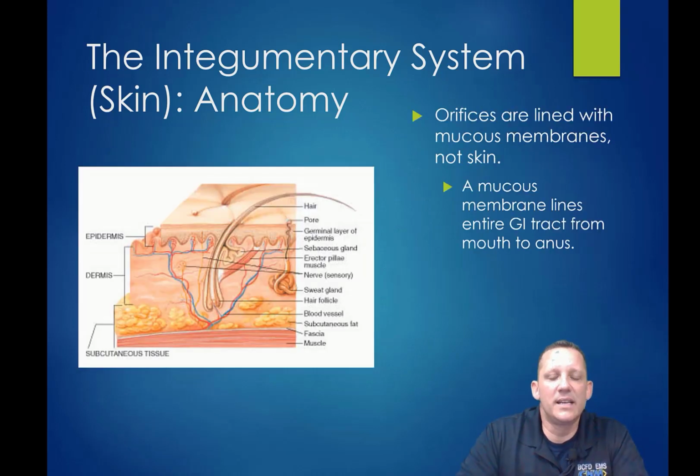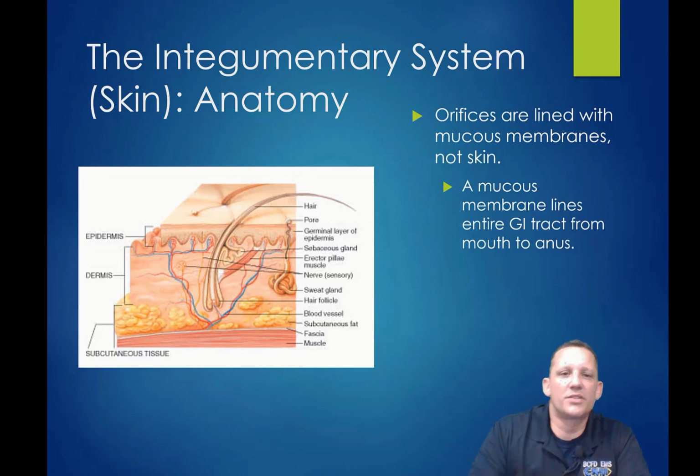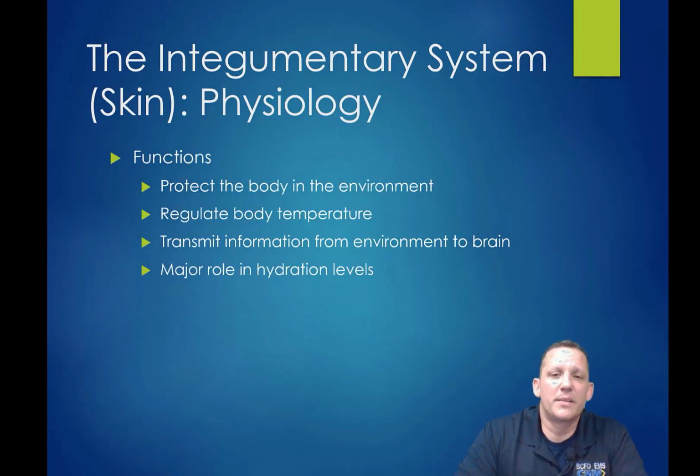It's a pretty detailed diagram of the epidermis and the dermis. And you can see that the epidermis is a very thin layer. It's more of the protective layer, and the dermis contains most of the structures that are actually in the skin itself. So the function of the skin is to protect the body from the environment, right? Intact skin is probably one of the best things that we have in regards to keeping germs and other invaders away from us. It's going to regulate body temperature.